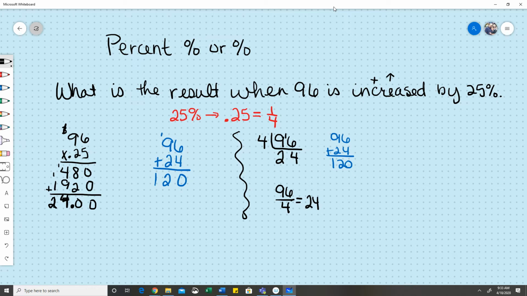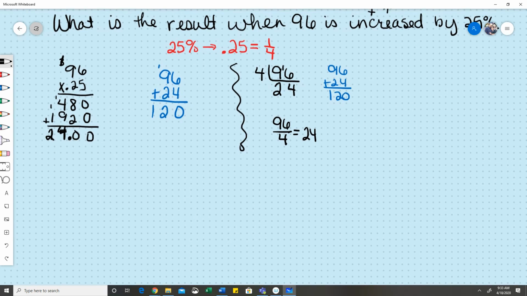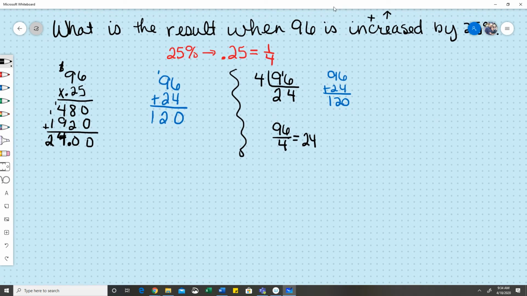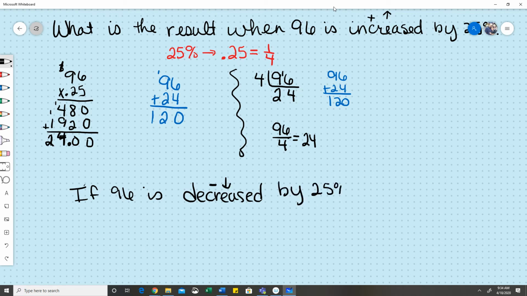Okay, all right, now what if it asks about the result when 96 is decreased by 25%? I'm going to put that down here. If 96 is decreased, meaning we're going to subtract, it's going to go down by 25%. Well, we're going to start it the same way. We're either going to multiply by 0.25 or we're going to divide by 4. So we're still going to get 24.